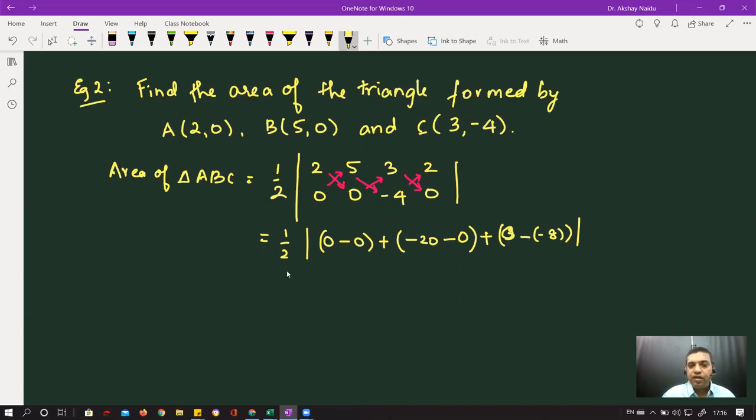So we get modulus of minus 20 plus 8, which is minus 12. Applying the modulus, you will get 12. You get 6 square units.